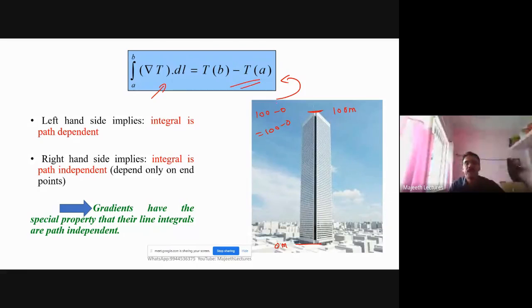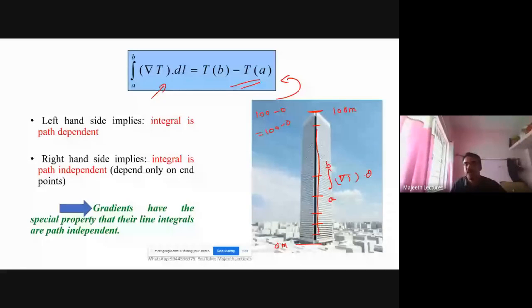Here, TB minus TA, the difference between the two endpoints. Like that also I can find it. Otherwise, how can I find from here to here 10 meter, from here to here 20 meter, 30 meter, 40 meter, 50 meter, 100 meter. So this is a line integral. This is our integral from A to B of del T dot dl, right?